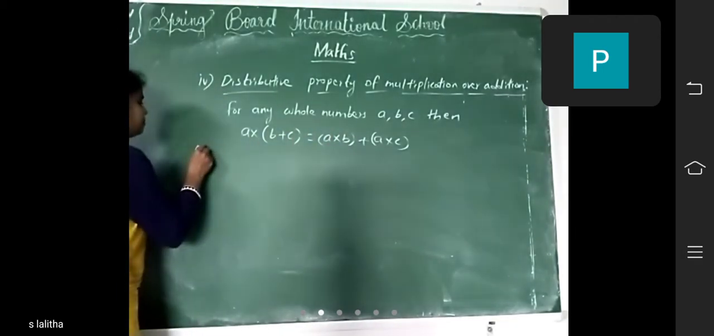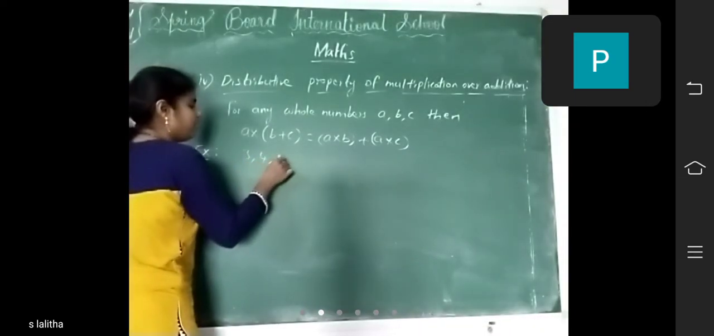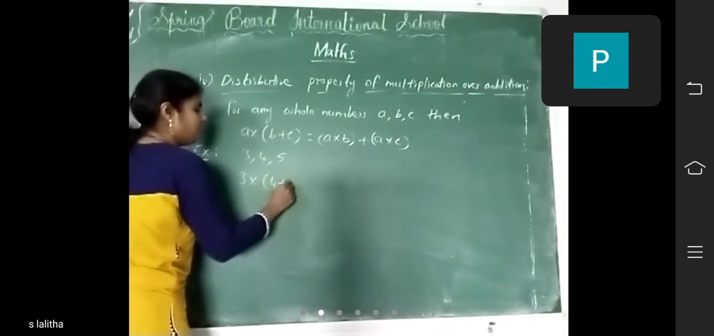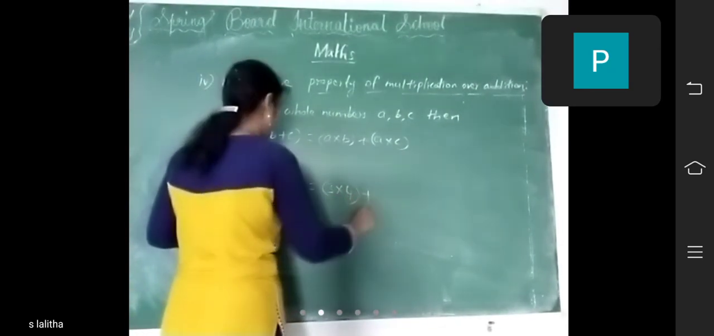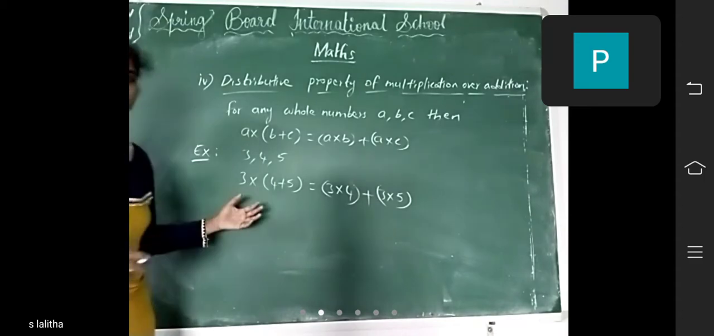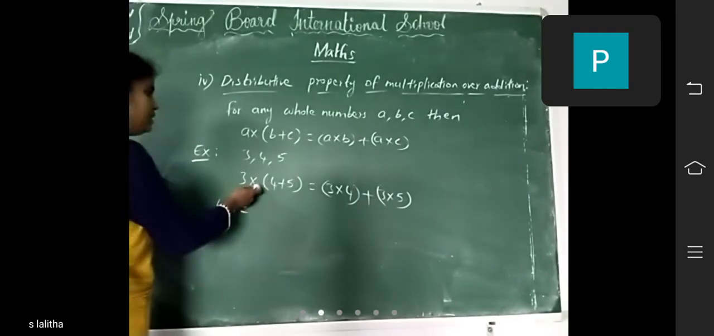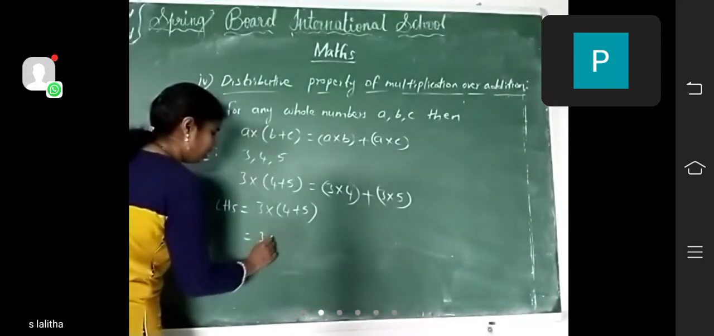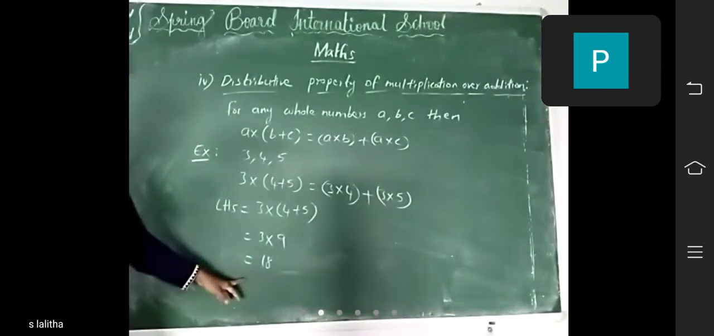So for example, say any three whole numbers, children. Suppose 3, 4, 5. These are three whole numbers. So 3 into (4 plus 5) equals 3 into 4 plus 3 into 5. Now you should solve the left hand side. LHS is left hand side. This one, 3 into (4 plus 5). 4 plus 5 how much? 9. 3 nines how much? 27. This is the left hand side answer.